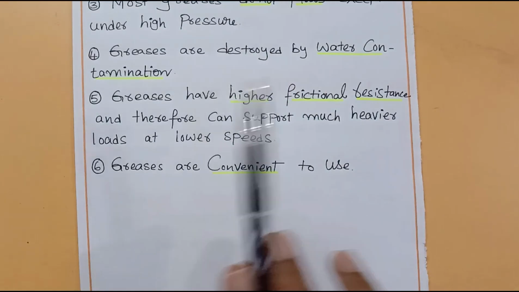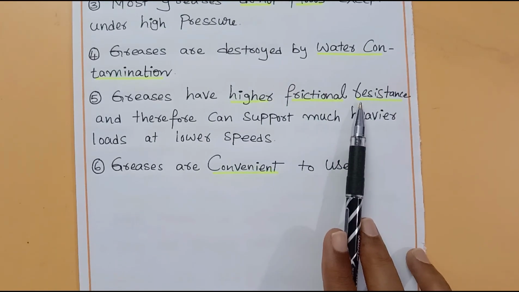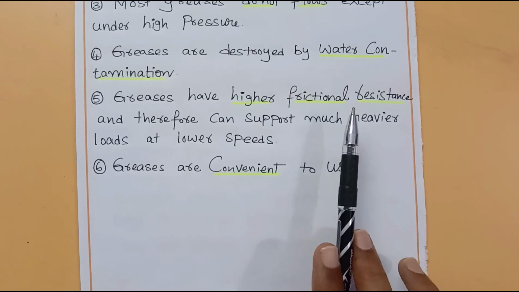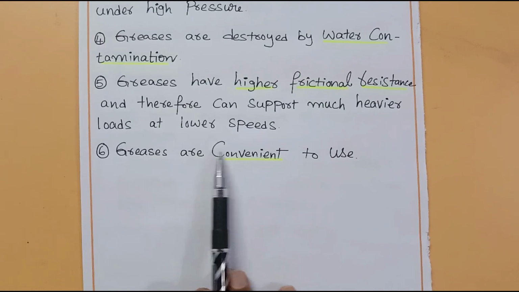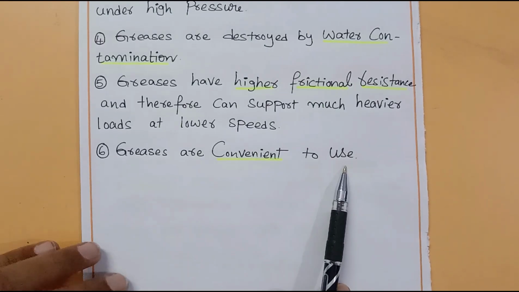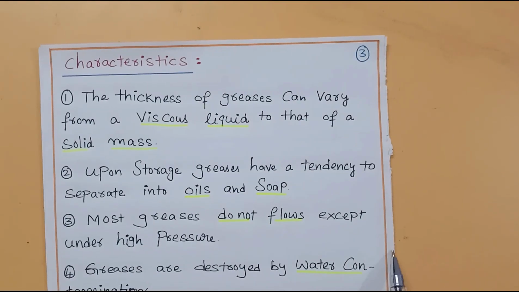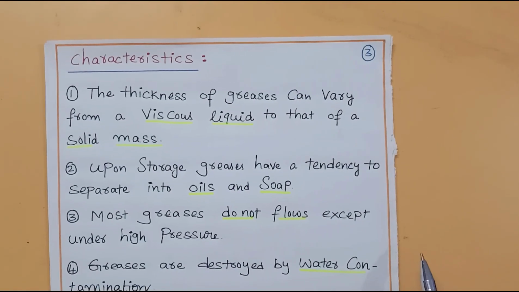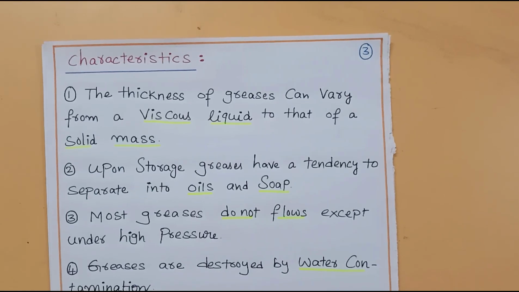So by adding greases to the moving metal parts, the frictional resistance will be decreased. Greases may support heavier loads. Then greases are convenient to use. They don't require that much attention when compared to petroleum oils. So greases are very convenient to use, and these are some of the characteristics of greases.